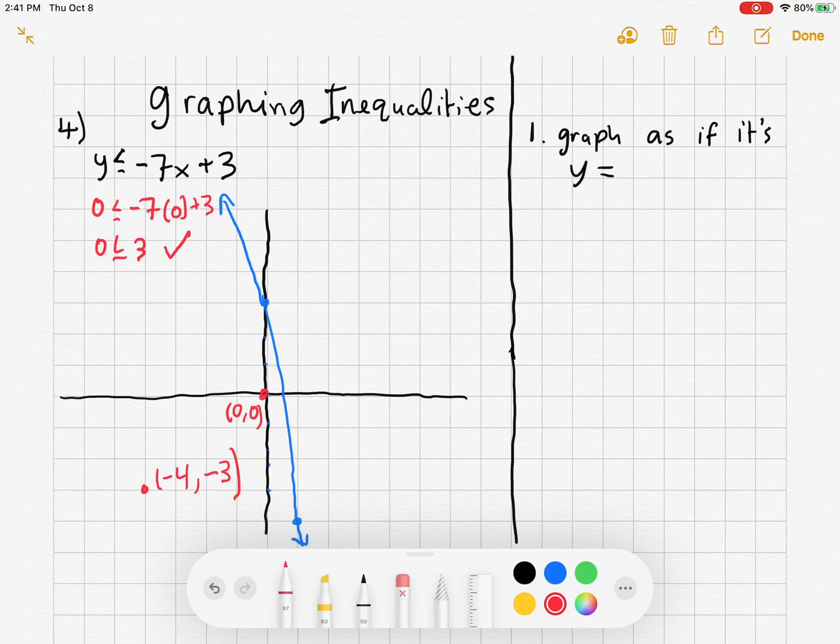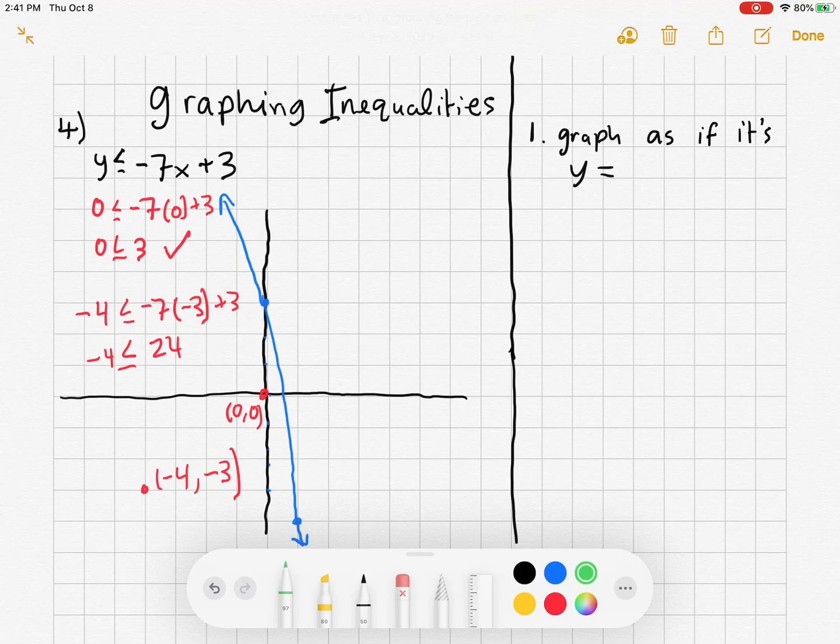Let's just go ahead and plug it in and see if that is also a true statement. Negative 4 is less than or equal to negative 7 times negative 3 plus 3. Well, let's do some really quick arithmetic. We see that that's going to be 21 plus 3, which is going to be 24. We have negative 4 is less than or equal to 24. That is also true. Great.